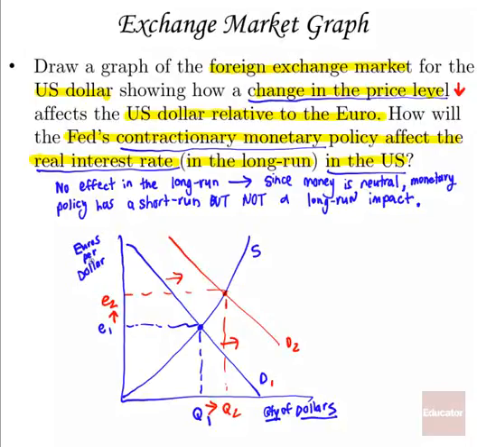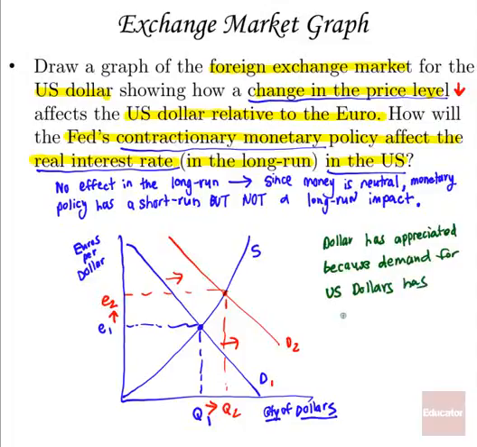And so what happens to the value of the dollar? The dollar has appreciated because demand for US dollars has increased. So hopefully being able to see how you tie the aggregate demand graph to the money market graph, how you tie that to the exchange rate graph, hopefully that makes sense.